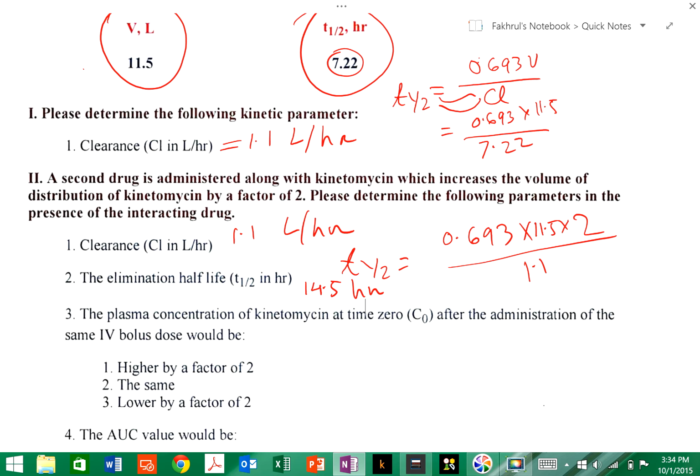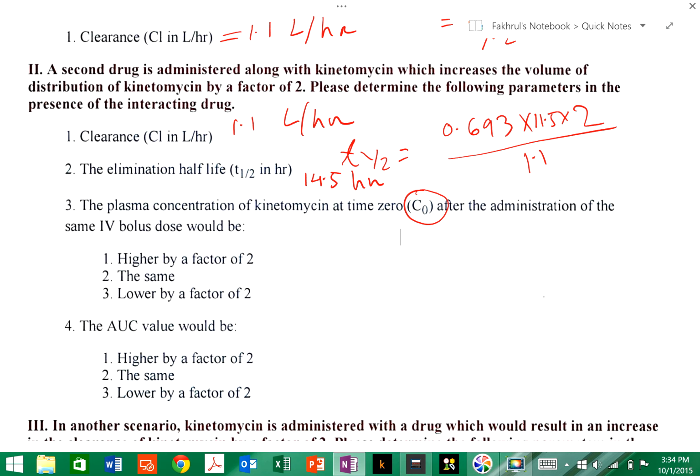But if you want to calculate clearance or volume of distribution, this may not work. In the case of plasma concentration, what is going to happen to the plasma concentration of the drug at time 0, C0, after administration of the same IV bolus dose? As you remember, how are plasma concentration and volume of distribution related?